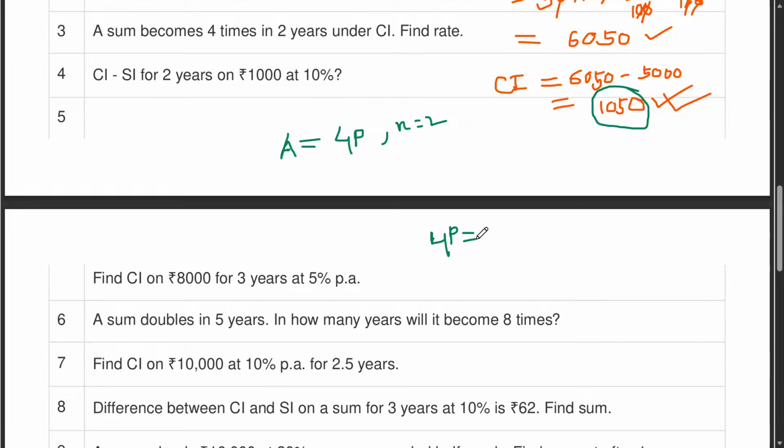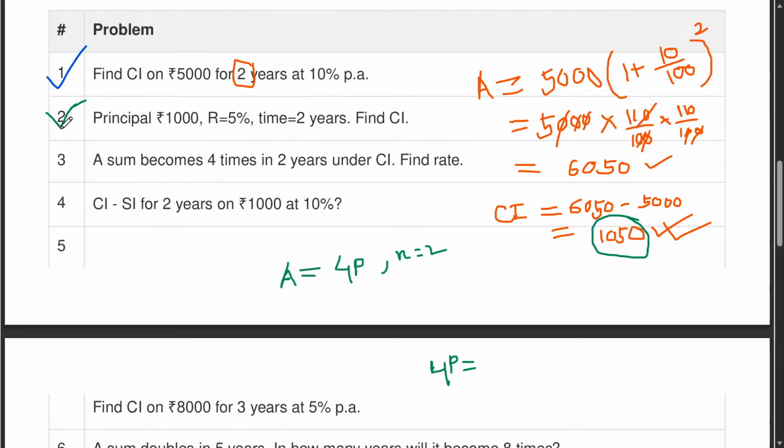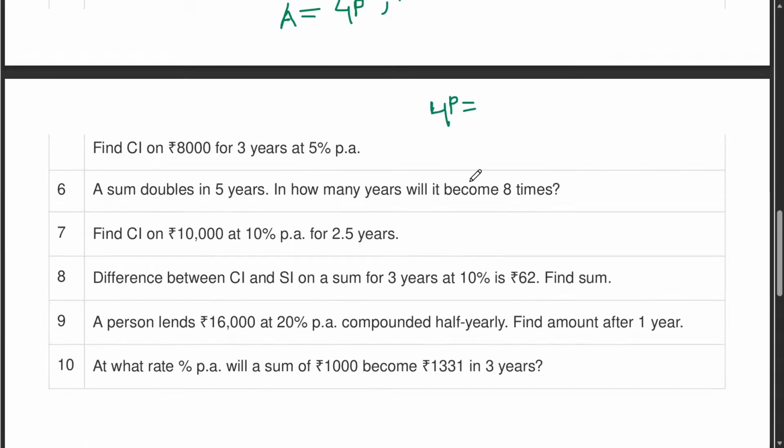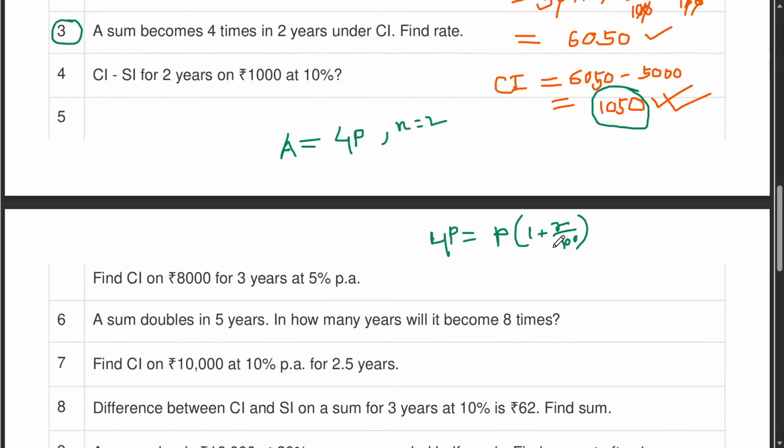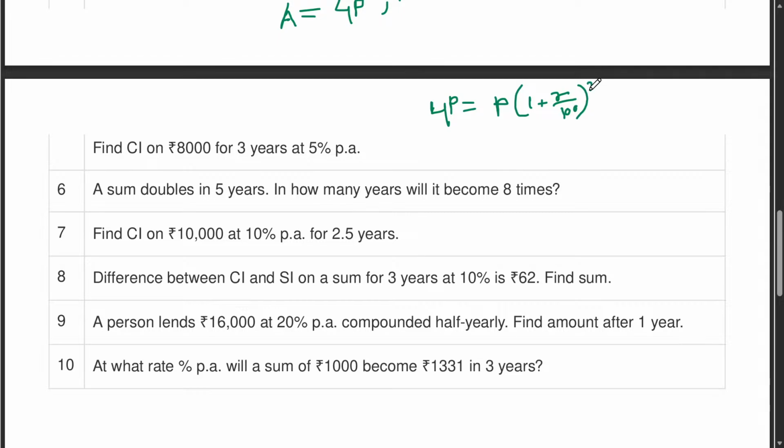So 4P equals P into (1 plus r divided by 100), and the power is for how many years? 2 years. Square. Okay.